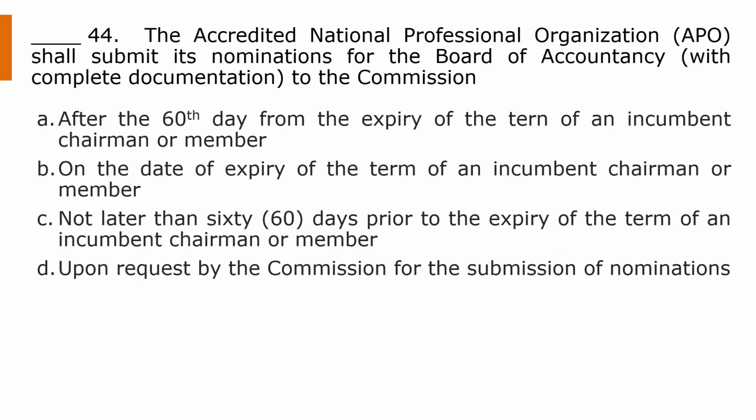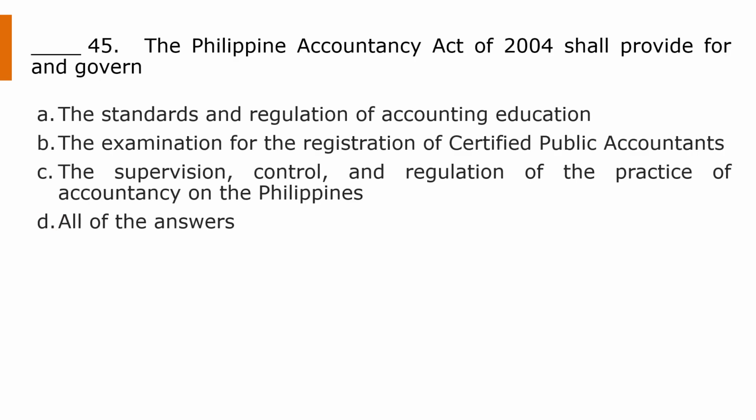Number 44, the APO shall submit its nominations to the Board of Accountancy with complete documentation to the Commission. And we know this one already. It should be not later than 60 days prior to the expiry of the term of an incumbent chair or member. And finally, we have reached question number 45. We did say we have prepared 45 practice questions for RA 9298, and this is the 45th question.